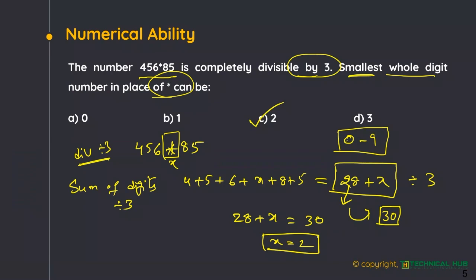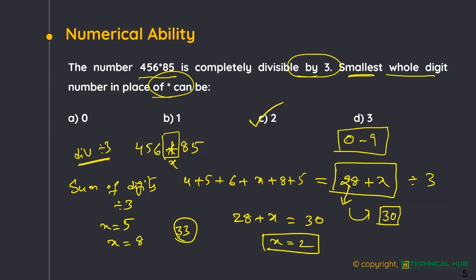If you take x is equal to 5, the sum becomes 33. Then also it is divisible by 3. If you take x is equal to 8, that is 36. Then also it is divisible by 3.